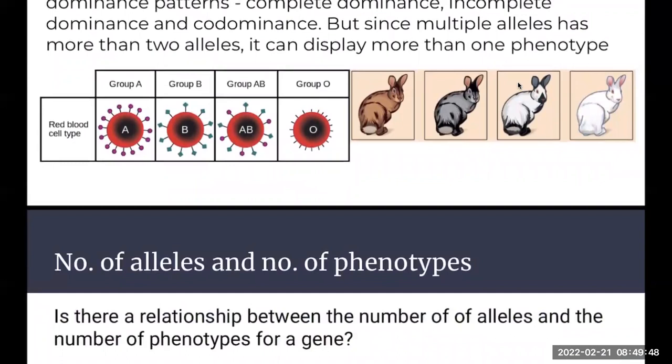One of the very classic examples, and we actually have already looked at one, would be the human blood type, where there are three different alleles. You can have an A or B or an allele for O.